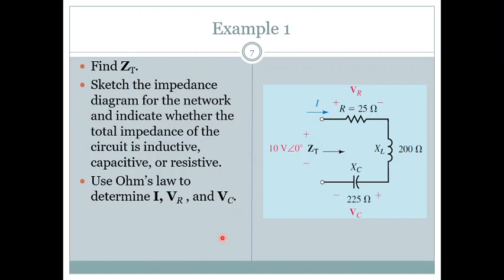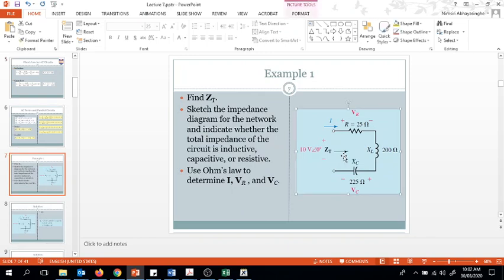Right. So for an example, find ZT. Sketch the impedance diagram for the network and indicate whether the total impedance of the circuit is inductive, capacitive, or resistive. Use Ohm's law to determine I, VR, and VC. So let's take this.